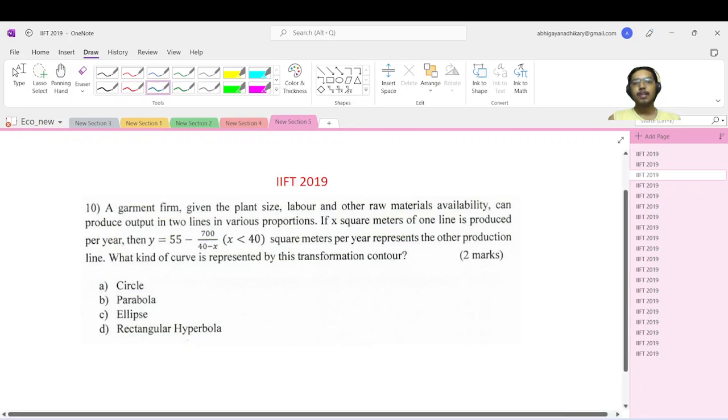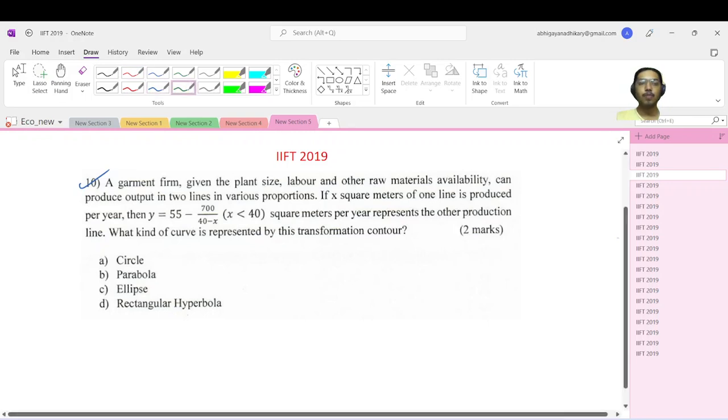Today we are going to discuss the IIFT Economics Entrance 2019 paper, question number 10. A garment firm, given the plant size, labor, and other raw materials availability, can produce output in two lines in various proportions. If x square meter of one line is produced per year, then y equals 55 minus 700 by 40 minus x, where x is less than 40 square meters per year, representing the other production line. What kind of curve is represented by the transformation contour? So this is basically a product transformation curve that we are given over here.